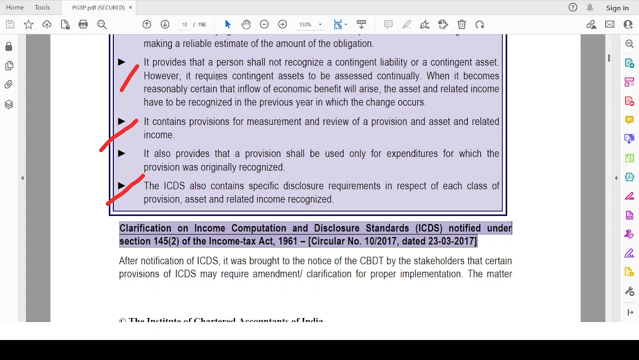It provides that a person shall not recognize a contingent liability or a contingent asset. However, it requires contingent asset to be assessed continually. When it becomes reasonably certain that the inflow of economic benefit will arise, the asset and the latent income have to be recognized. You will think, why is there a need for checking the contingent asset again and again, because there is a latent income which has not been disclosed, right? So when it becomes reasonably certain that the inflow of economic resources will arise, the asset and the latent income have to be recognized in the previous year in which the change occurs.